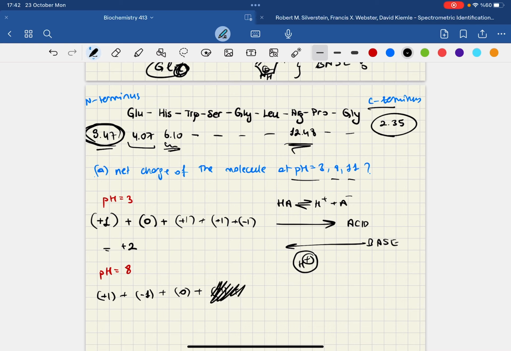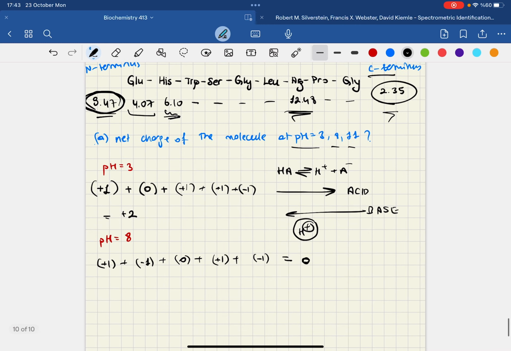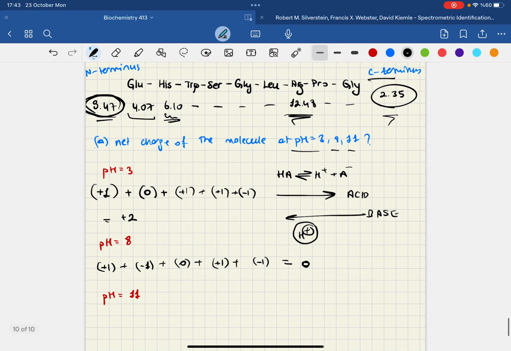Okay, let me rewrite this because it's really nasty over here. Okay, and then lastly we have an acid, which means that it will give out a proton, making it -1 charge. And here, let's add up all the values and we will get 0, which means that we are really close to pI. All right, let's continue. If we have pH equal to 11, now what will happen?